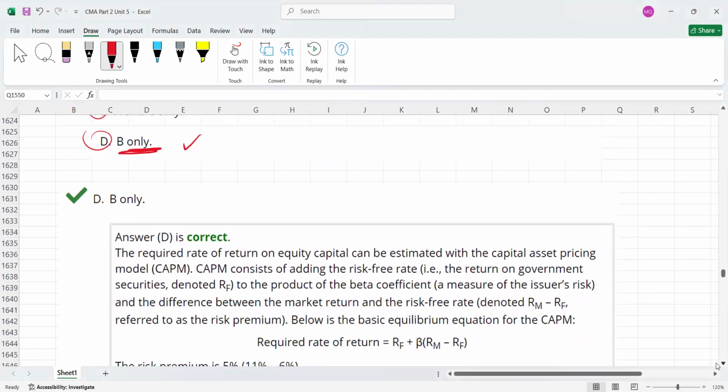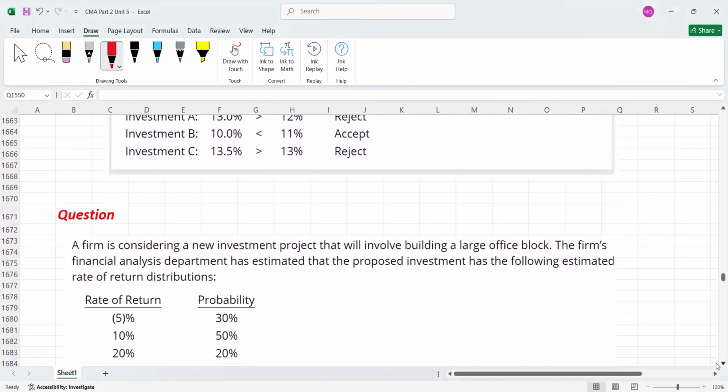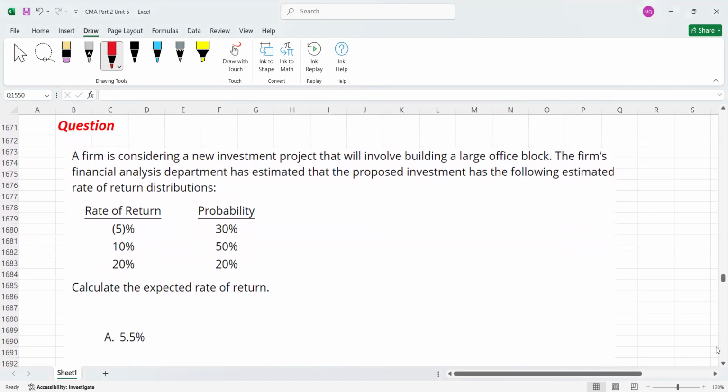Now we have the next question here. If you look at the requirement first, they're asking what is the expected rate of return? I told you, you have to take the rate of return and multiply with the probabilities, so you get weighted average values. Then you make the summation of all weighted average values and you get the expected rate of return. Simply, this is like the probability theory we discussed in the lectures last time. Let's go through the question.